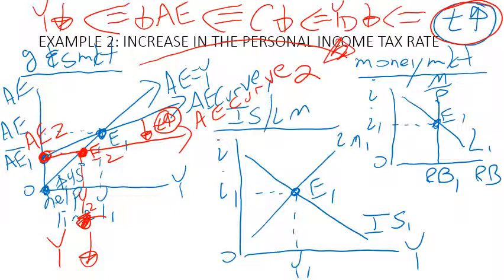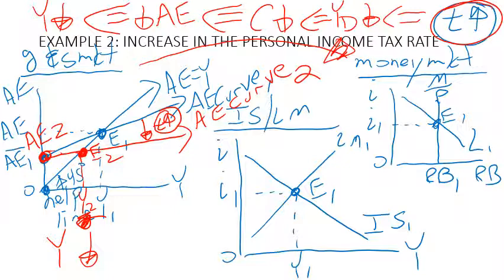All right, so what happens in the money market given this increase in the personal income tax rate? And again, the question is, this increase in the personal income tax rate, is it a money supply or a money demand event? It's a money demand event. Here the Fed is not acting and the price is constant, so the real money supply does not change. So it's definitely a money demand event.